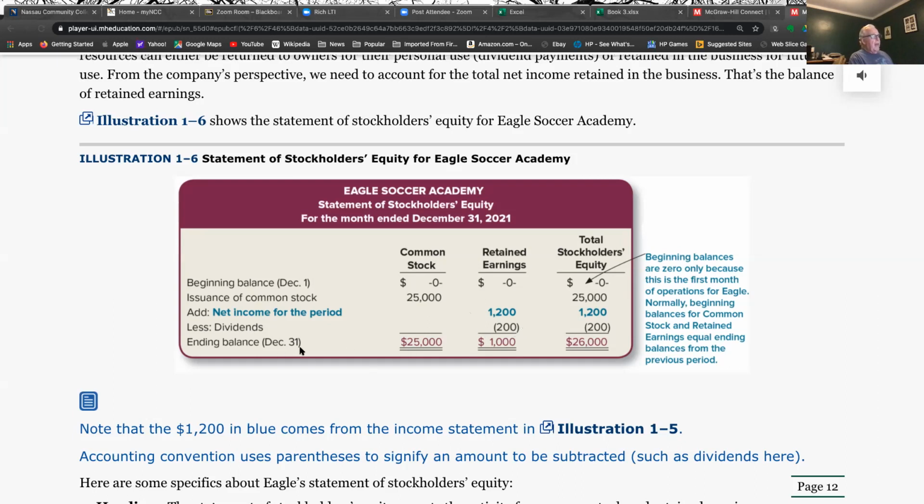So what are the ending balances in these items? Common stock, $25,000. Retained earnings, $1,000. The total is $26,000. Right? Now, the next statement we're going to see, the balance sheet, these two numbers here are going to drift over there.